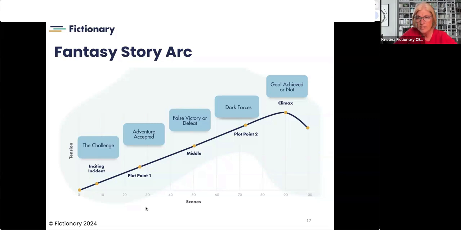Plot point 1 is the adventure is accepted. Middle is the false victory or defeat. Plot point 2 is dark forces. So something really bad is happening against an evil society, an evil community; big evil happens here. And then either they achieve the goal or not, meaning they accept this adventure. Did they succeed or not? Typically in a fantasy, if you're writing a series, they succeed in this goal, but not the series goal. So there's going to be a difference between having a single book goal and a fantasy series goal, which is the whole series course.